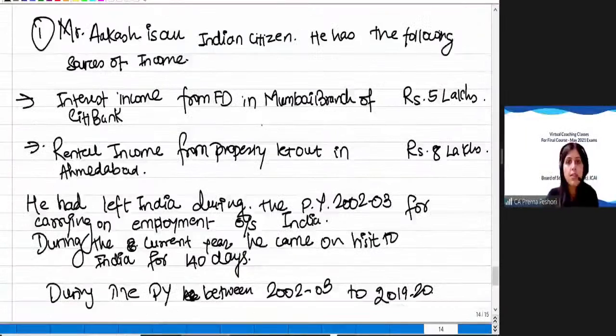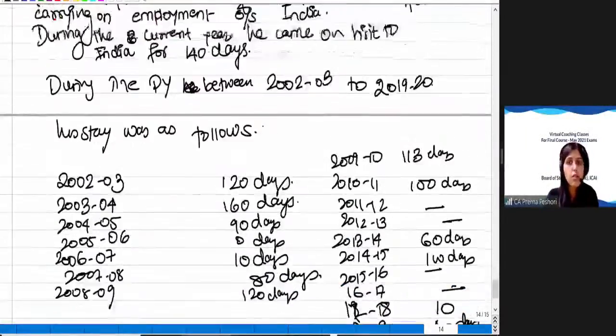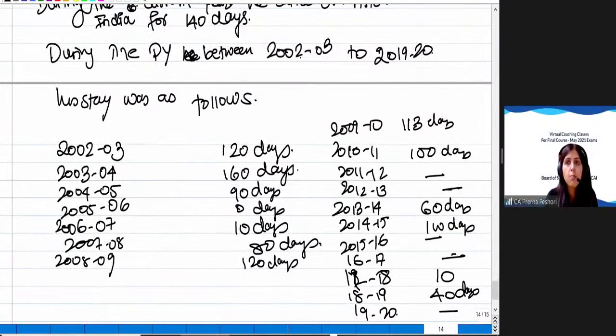You are required to compute the residential status. You are required to determine the residential status based on this. I'm giving you 5 minutes. Please give me the answer in the chat box.